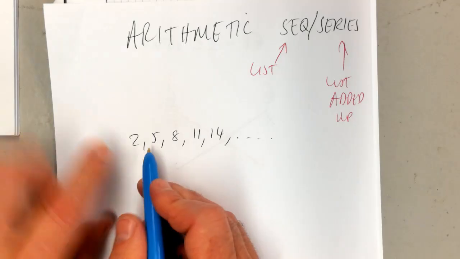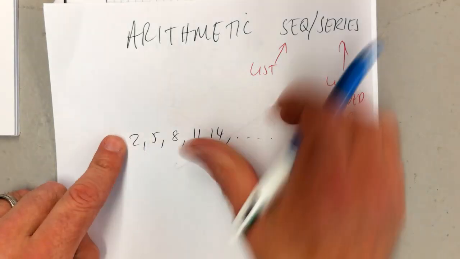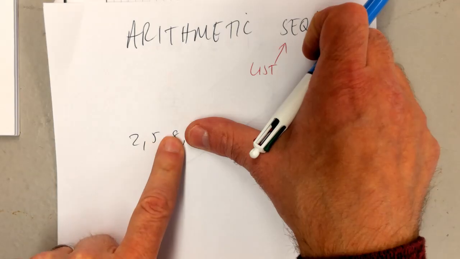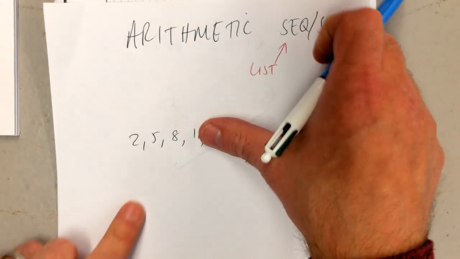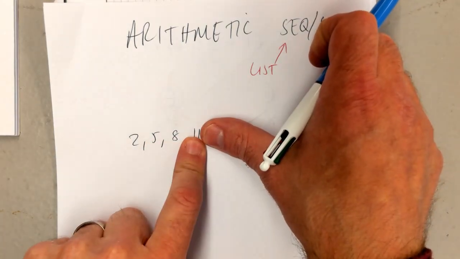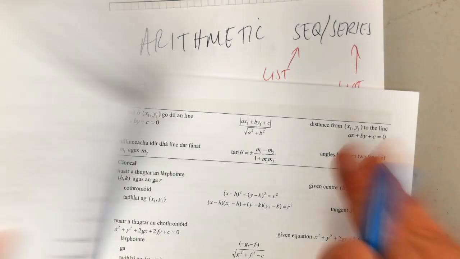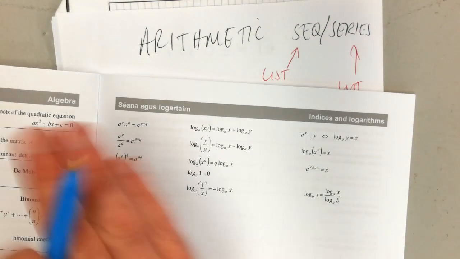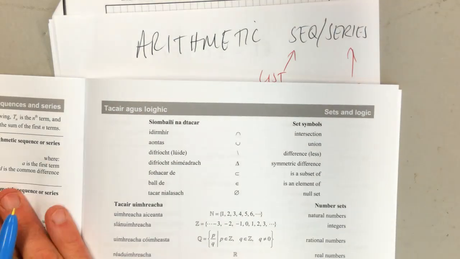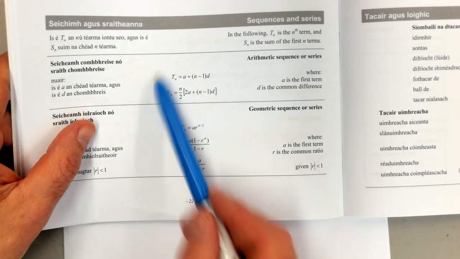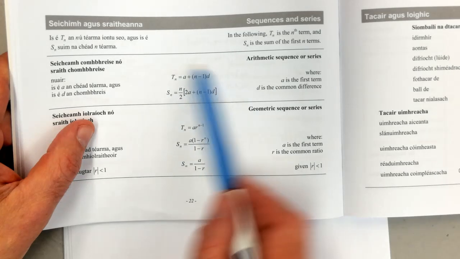The series, the sum of the first 2 terms would be 7. The sum of the first 3 terms, 2 and 5 is 7 and 8 is 15. Sum of the first 4 terms, 2 and 5 is 7, and 8 is 15, and 11 is 26. You get me? That's the big difference. And if you go on your log tables here, you will find the formula for sequence and series on page number 22.